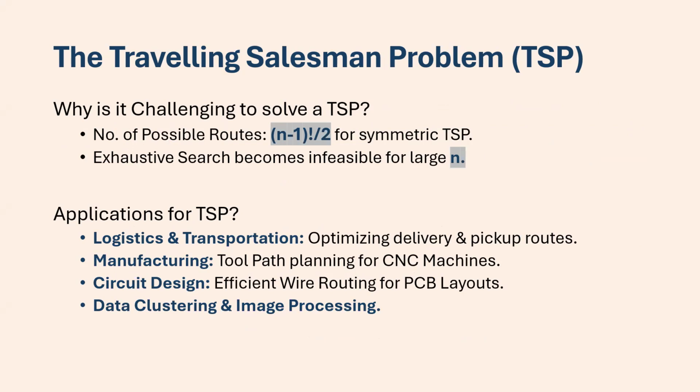Okay, so why is this problem so challenging? As I said, there are a large number of possible routes. For just 10 cities, we have 3 million possible routes, and in general it is (n minus 1) factorial, and (n minus 1) factorial divided by 2 is the generalized formula for the symmetric TSP. The second point is that exhaustive search becomes infeasible for a large number of cities. So now, what are the applications of TSP? The applications are as follows: logistics and transportation, which optimizes delivery and pickup routes; manufacturing, tool path planning for CNC machines; and circuit design, which means efficient wire routing for PCB layouts. Next slide, please.